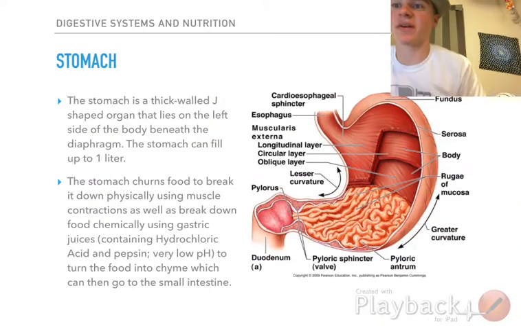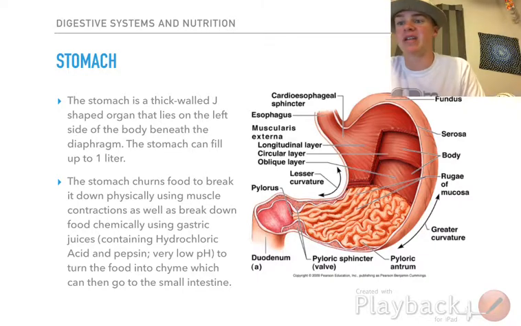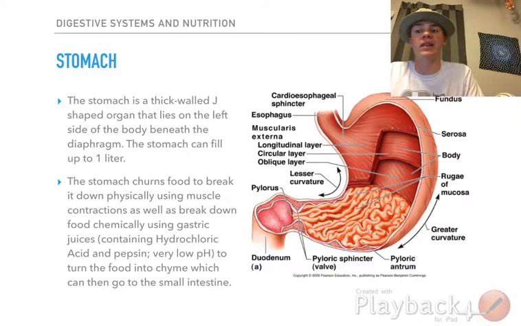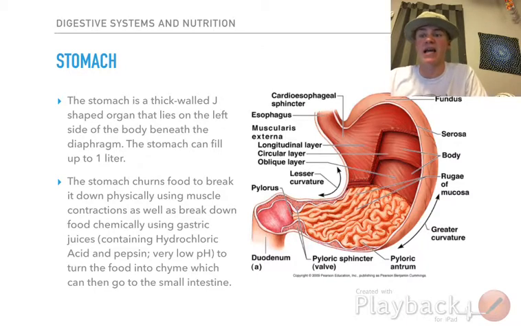Next is the stomach. The stomach is a thick-walled, J-shaped organ that lies on the left side of the body beneath the diaphragm. The stomach can fill up to 1 liter. The stomach churns food to break it down physically using muscle contractions, as well as break down food chemically using gastric juices containing hydrochloric acid and pepsin, which have very low pHs, to turn the food into chyme, which can then go to the small intestine.